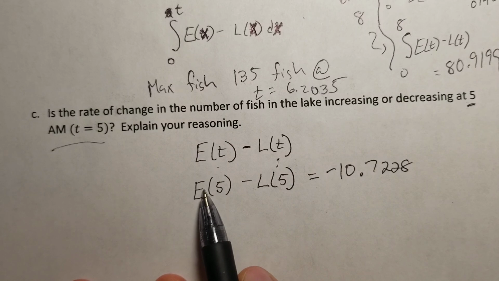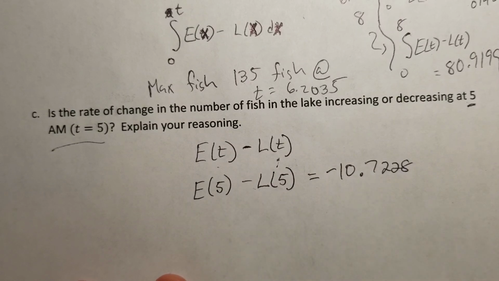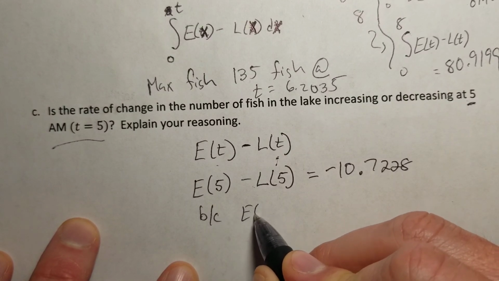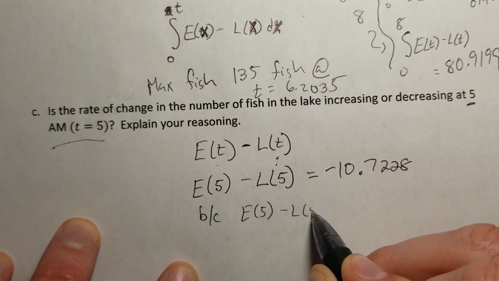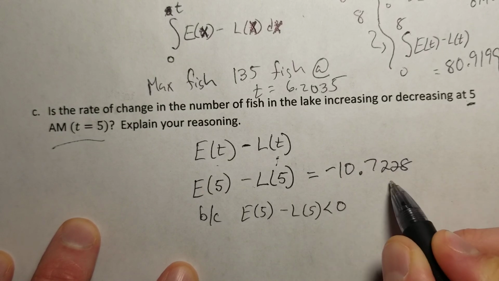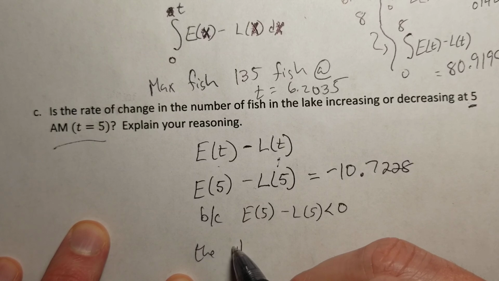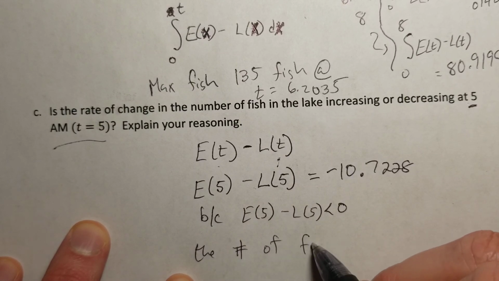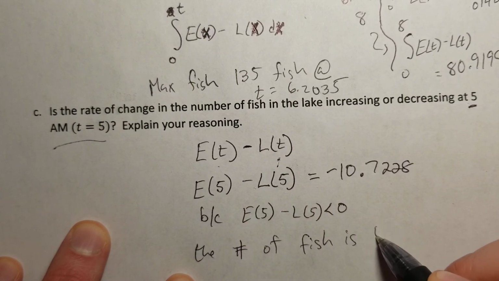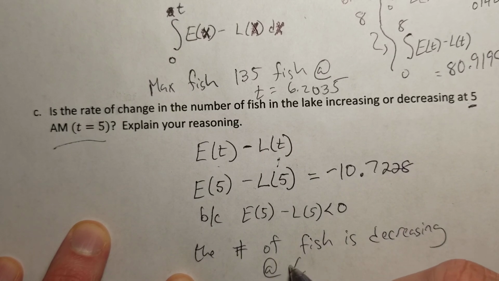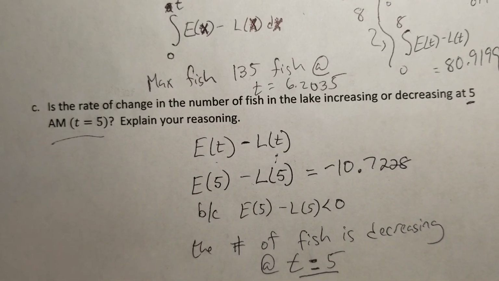So that means that the L, the fish leaving, is going to be bigger. This number has to be bigger than that number. We ended up with a negative, so we can say because E of 5 minus L of 5 is less than 0, right? It's negative. It's a negative rate. The number of fish is decreasing. And then let's go ahead and center it at t equals 5. It asks for a specific moment, so let's go ahead and mention the time.